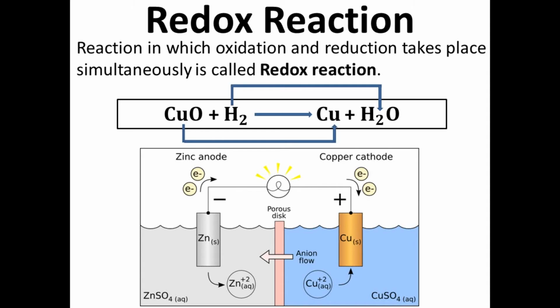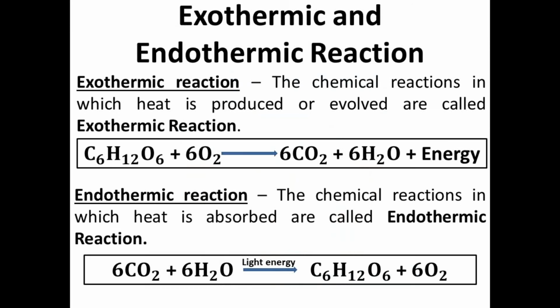In this reaction, CuO plus H2 forms Cu plus H2O. From the CuO, oxygen is lost, so this substance is reduced, and in H2 oxygen is added, so that is oxidized. So it is very easy. One substance is reduced, the other substance is oxidized. So these types of reactions are known as redox reactions.